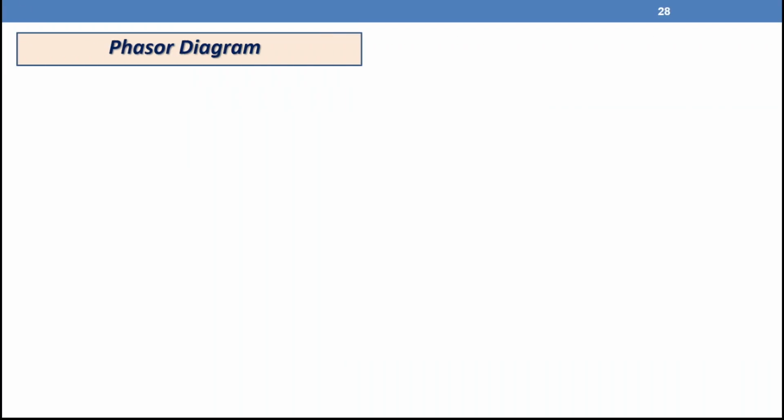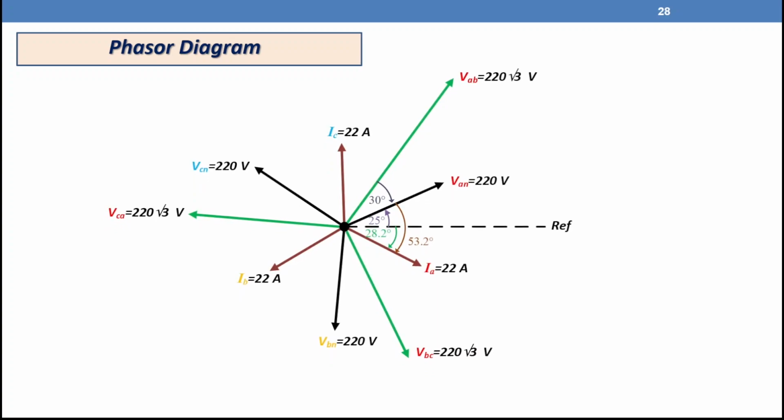Let us look for the phasor diagram. We have here the phasor diagram of this problem. We have three phase voltages, VAN, VBN, VCN. The amplitude is 220 volt. I plotted this phasor diagram to scale, so we have here something like 5 centimeter represents 220 volt.